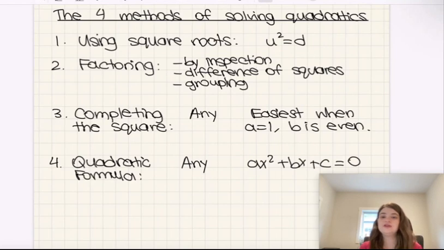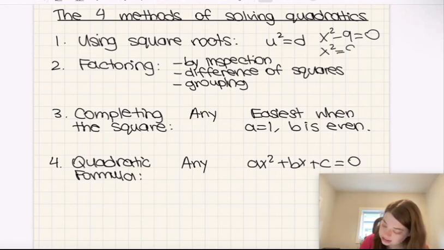So the first method is using square roots. Whenever the b value is 0, right? Whenever the coefficient of x is 0, that's a great time to use square roots. Just to give an example, x squared minus 9 equals 0. Because there's no coefficient for x, we could just say that x squared is equal to 9 and pretty quickly and easily find that the solution is x equals plus or minus 3.